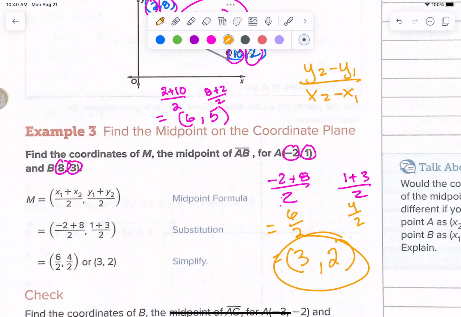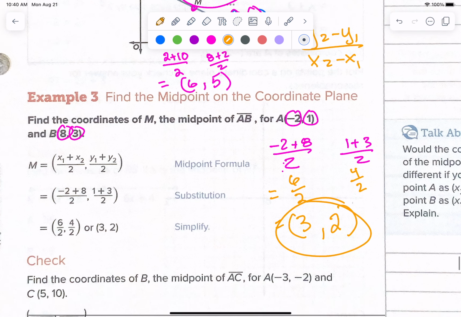Okay, so remember that and you will remember to add. Does that make sense? I have a lot of kids that forget and subtract instead. You're not doing slope. You're not subtracting the coordinates. You're adding them together and dividing by 2. Got it? So that can help you remember. Finding the midpoint is like finding the average. To average, you add.